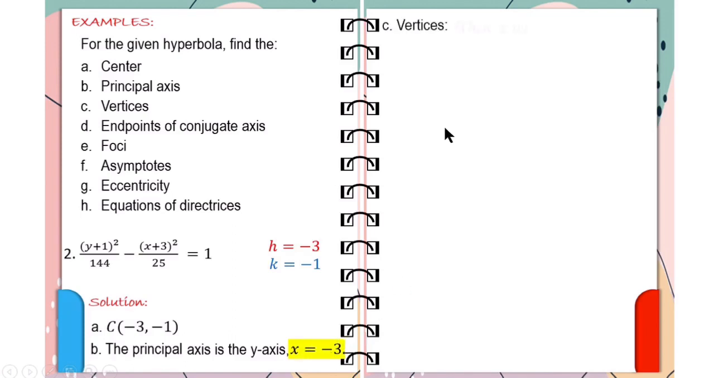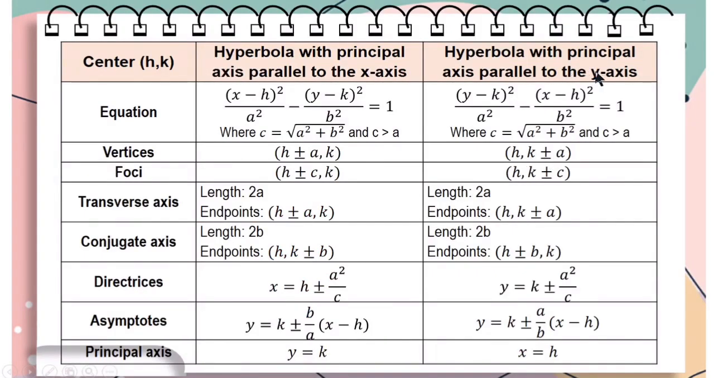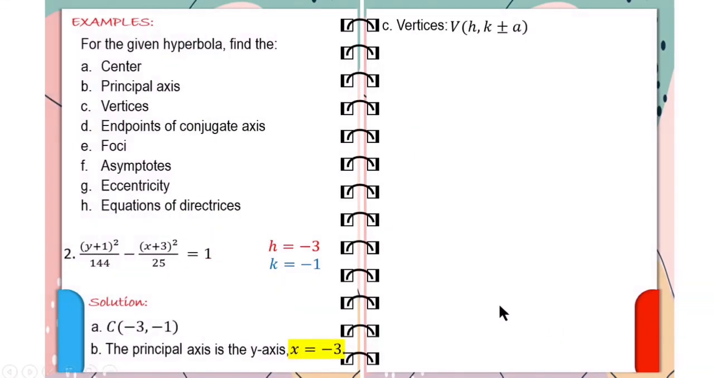The vertices are (h, k ± a), since the principal axis is parallel to the y-axis. This will be the endpoints of conjugate axis, the foci, the directrices, and the asymptotes. But first, we need to find a, b, and c. a² is 144 and b² is 25. Thus, a is equal to 12, square root of 144 is 12, while b is 5, square root of 25 is 5.